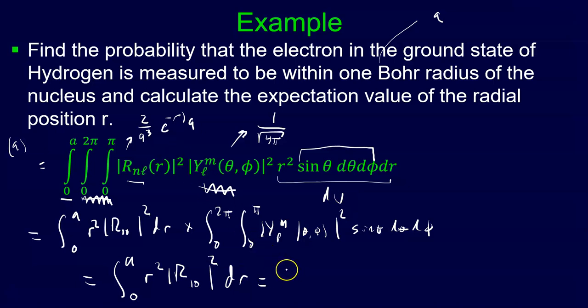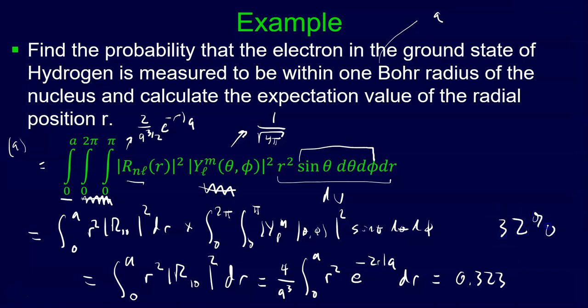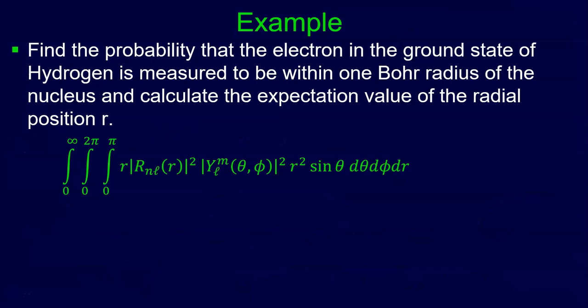When I went through and did this, we take the square of the wave function, and be careful, this wave function is to the 3/2 power. When I squared that, I got 4 over a cubed, from 0 to a, of r squared e to the negative 2r over a dr. When I did that integral, I got 0.323. So what we're saying here is there's a 32% chance to find the electron within 1 Bohr radius of the nucleus.